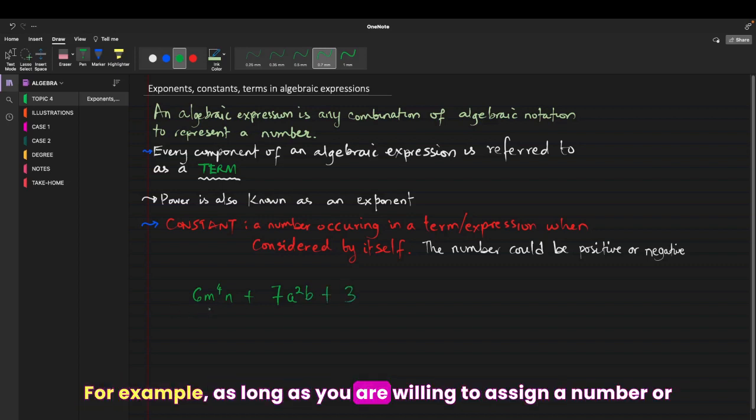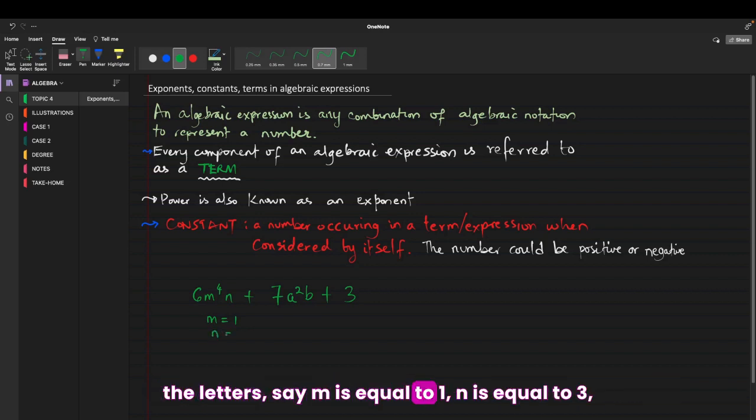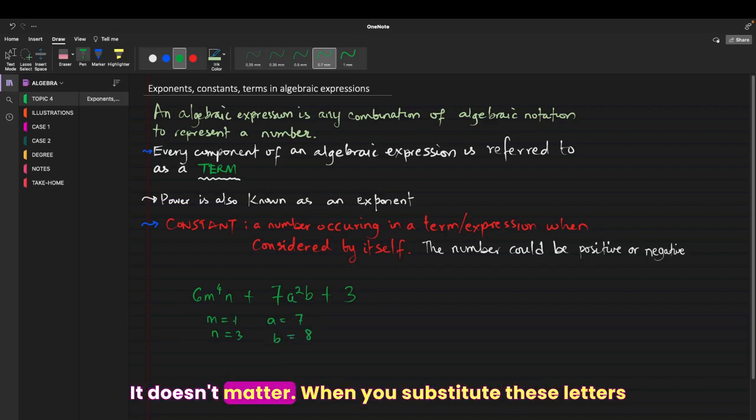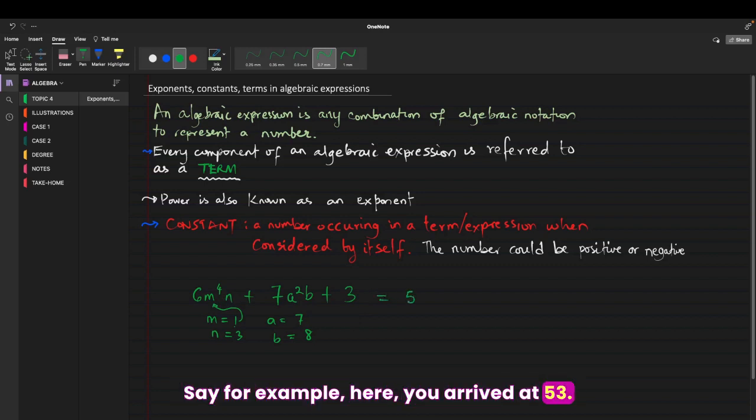As long as you could assign a number, any number, to each of the letters, say m is equal to 1, n is equal to 3, a is equal to 7, b is equal to 8, it doesn't matter. When you substitute these letters by these numbers and you add up everything, you will definitely arrive at a number. Say for example here you arrived at 53. That's what that definition means.